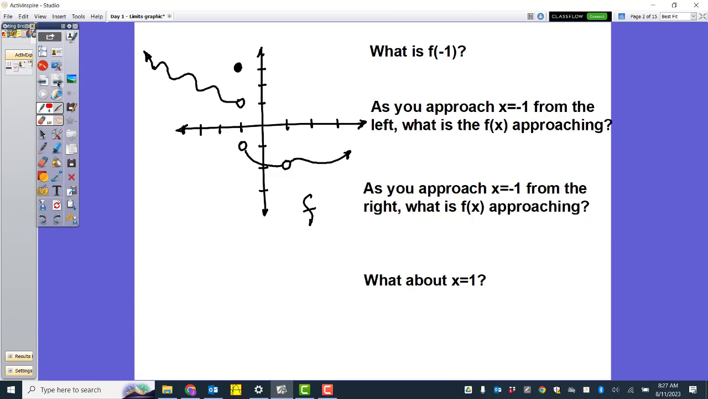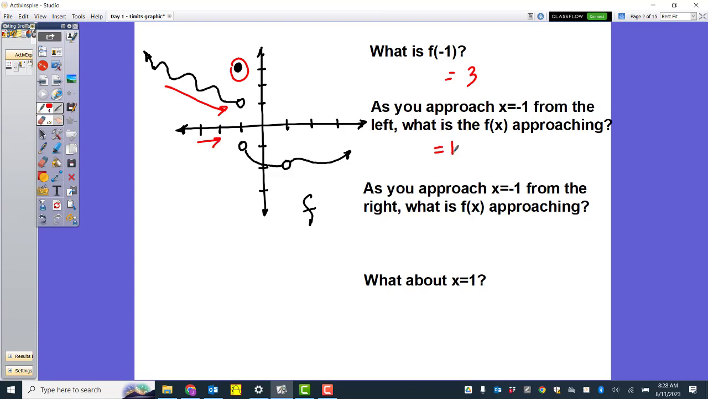We start by saying, what is f of -1? Well, that is wherever the hole is filled in. So the hole is filled in right here, so that's equal to 3. As you approach x equals -1 from the left side, what is f of x approaching? Approaching from the left side, that's approaching 1.